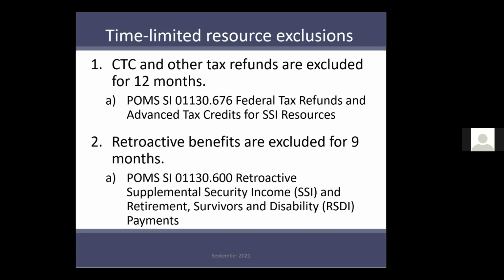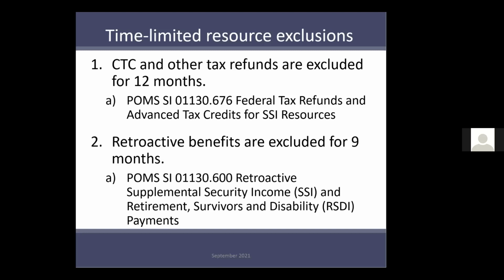So we provided the POMS citation, like Kate mentioned. This is basically the rules that the field office staff look at every day when they're processing cases. So that citation is POMS SI 01130.676, which says that federal tax refunds and advanced tax credits are excluded for 12 months.